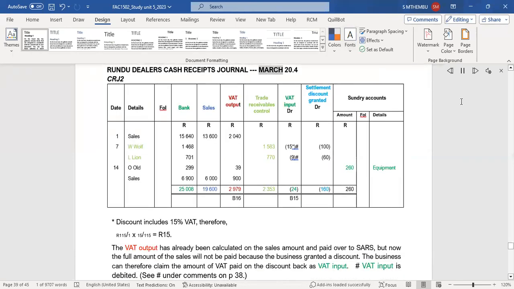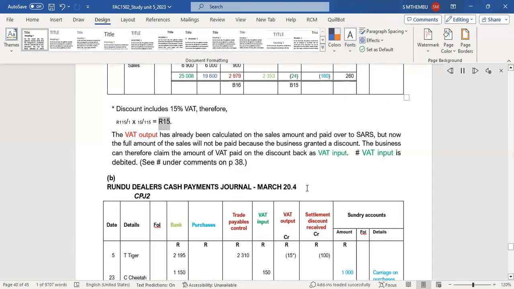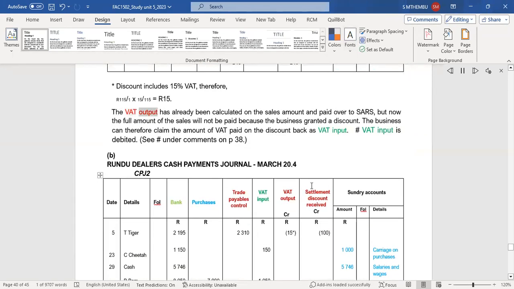Runda Dealers Cash Receipts Journal, March 20.4, CRJ2. Discount includes 15% VAT, therefore R115 x 15/115 equals R15. The VAT output has already been calculated on the sales amount and paid over to SARS, but now the full amount of the sales will not be paid because the business granted a discount. The business can therefore claim the amount of VAT paid on the discount back as VAT input.